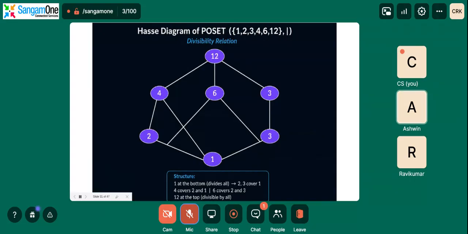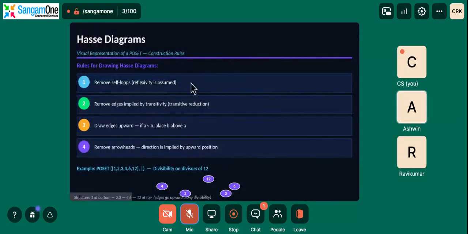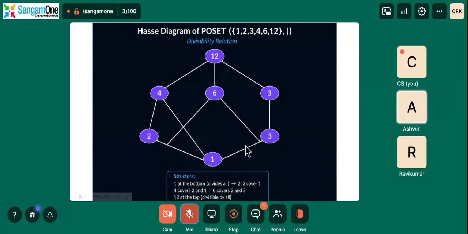This is the Hasse diagram based on these rules. The minimum element is called minimal and 12 is maximal. These are the mappings made by the divisibility rule, and you can see the structure here. 1 is at the bottom; it divides all the elements, so it is considered the bottom. 4 covers 2 and 1, and 6 covers 2 and 3, as you can see here.